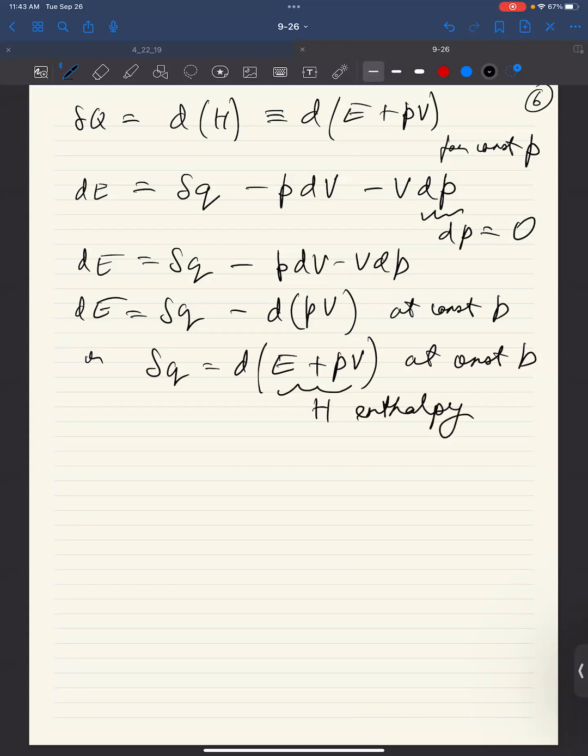So enthalpy is a state function. Soon we will see the natural variables for enthalpy. So far we have seen natural variables for S and E, right?